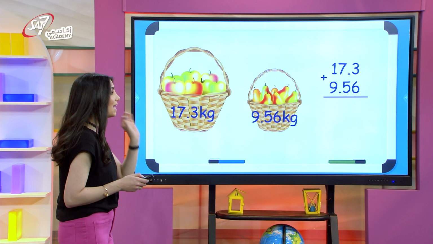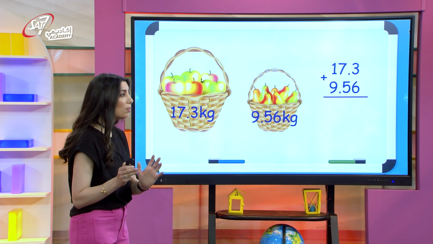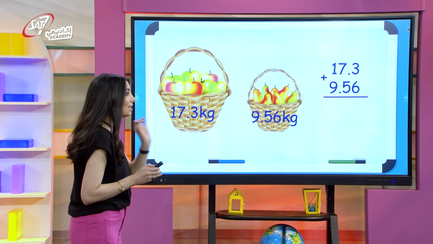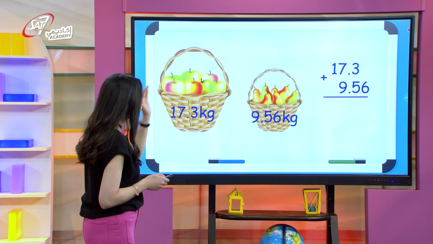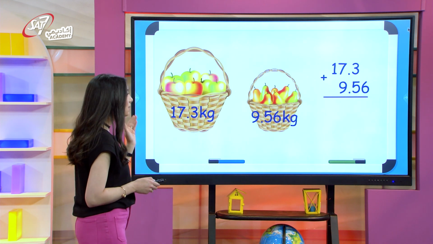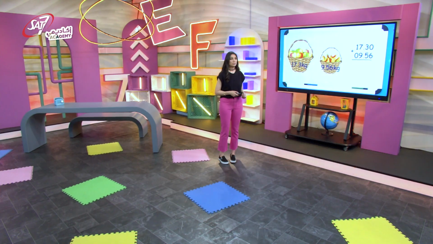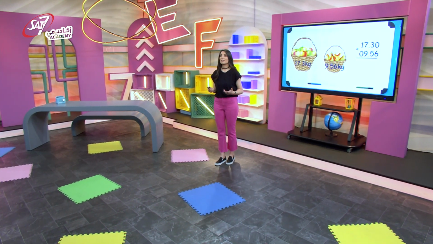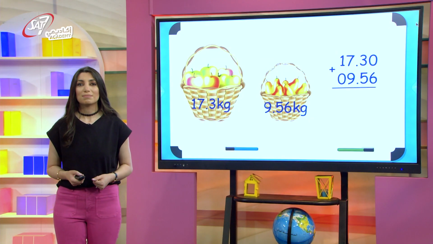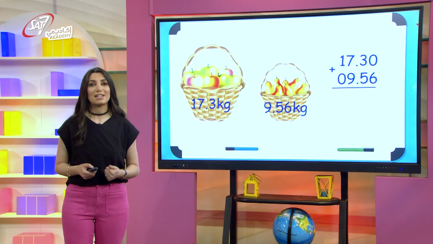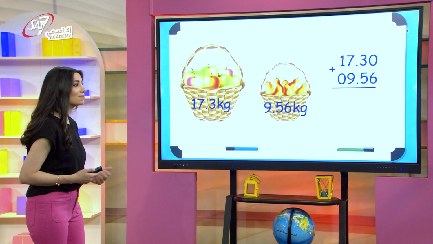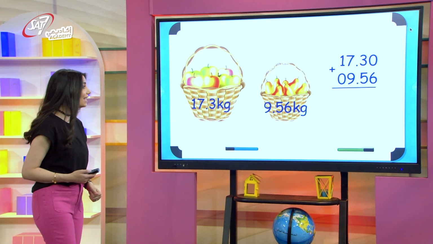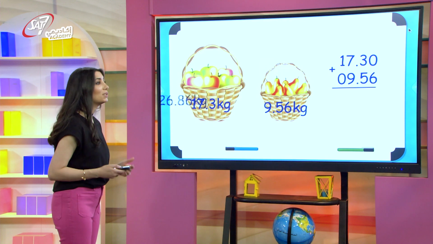No. We should add the decimals and the whole numbers separately. So let's place the decimal points on top of each other. Now we can add 3 to 56 and 17 to 9. We can also add zeros in the empty spaces. Because 17.3 is the same as saying 17.30, and the zero before 9.56 does not affect the value of this number. Let's add. 0 plus 6 is 6, 3 plus 5 is 8, and 17 plus 9 equals 26.